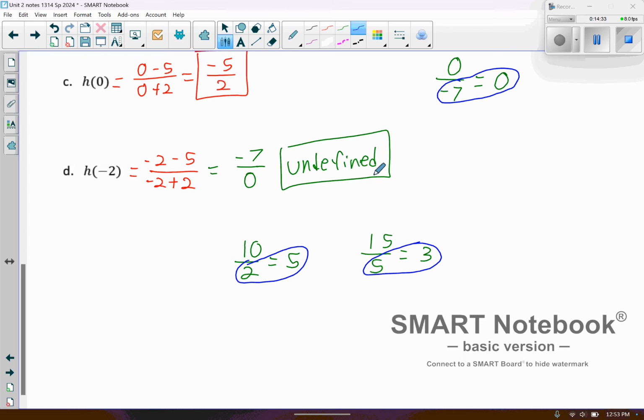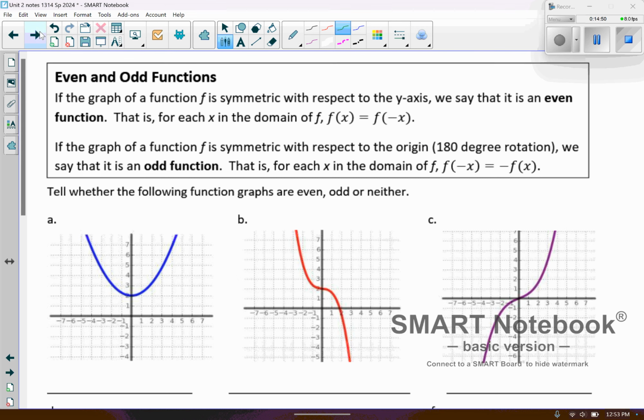In math and science, a lot of times we don't want to say for certain what things are. So in this case, we say undefined in case somebody can come up with something. All right, our last slide is actually going to be looking at even and odd functions. We'll first look at some graphs and then look at some equations.